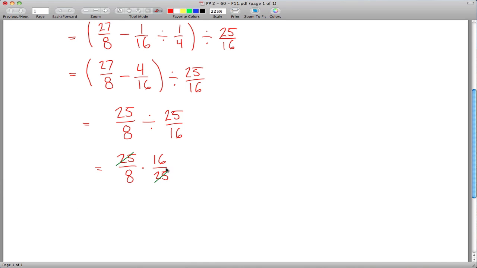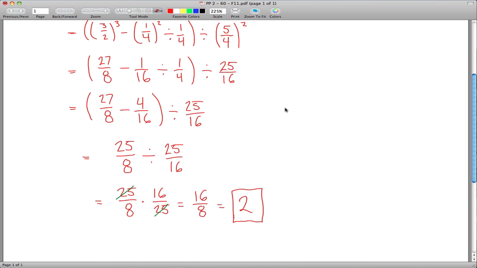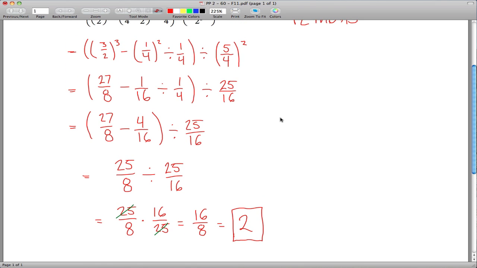And you could start to cancel the 16 and the 8, or you could just think, oh, this is 16/8, which is the same as 2. So that huge mess simplifies all the way down, and 2 is our final answer. That's the end of the solutions.